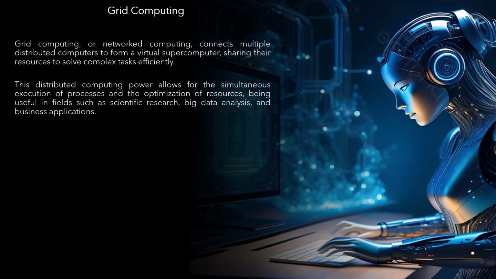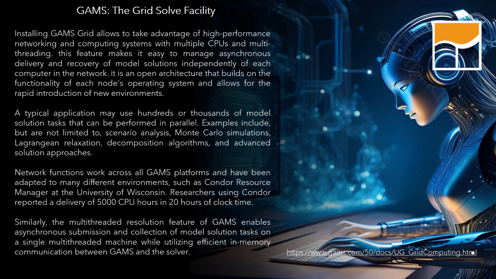GAMS, utilizing multiple CPUs and cores. GAMS, the grid solve facility. Installing GAMS Grid allows you to take advantage of high-performance networking and computing systems with multiple CPUs and multi-threading. This feature makes it easy to manage asynchronous delivery and recovery of model solutions independently of each computer in the network. It is an open architecture that builds on the functionality of each node's operating system and allows for the rapid introduction of new environments.